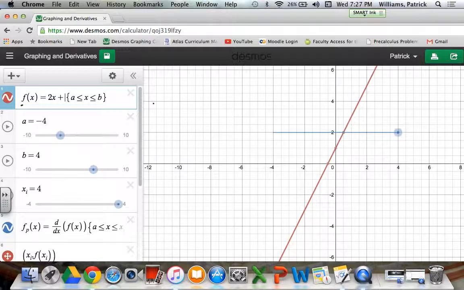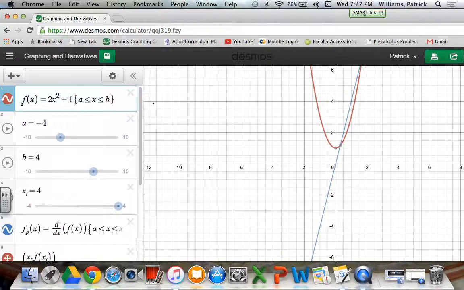And this could be 2x plus 1. It doesn't matter. It wouldn't change the derivative. That's still a linear function. Then when we switch to a quadratic function, the derivative becomes linear. Then when we switch to a cubic function, the derivative becomes quadratic. You should start seeing a pattern developing here.